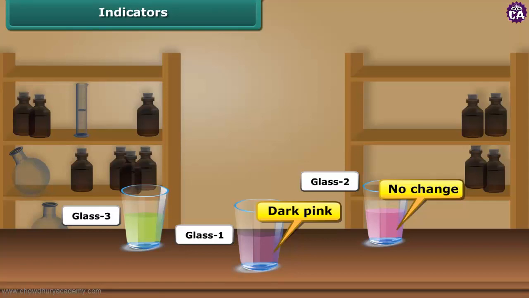The color in the third glass changes to green. Thus, we can conclude that the indicator solution obtained from China rose turns bright pink in the presence of an acid and green in the presence of a base. We can put a drop of this indicator solution in the desired food item to know whether it is acidic or basic.